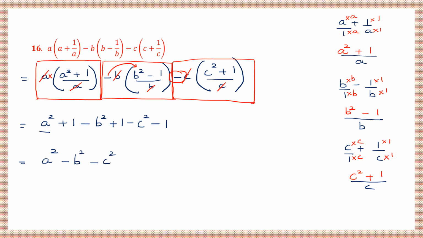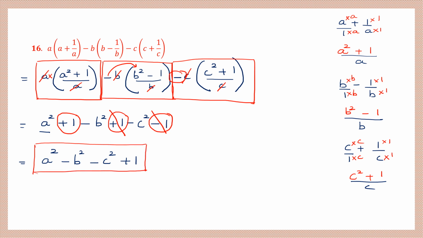Now let's take all the numbers. So here I have plus 1 and again plus 1 and I have minus 1. So we can cancel 1 plus 1 and 1 minus 1 because that will give us 0. So what is left is only plus 1. So this is our final answer. Final answer is a square minus b square minus c square plus 1.